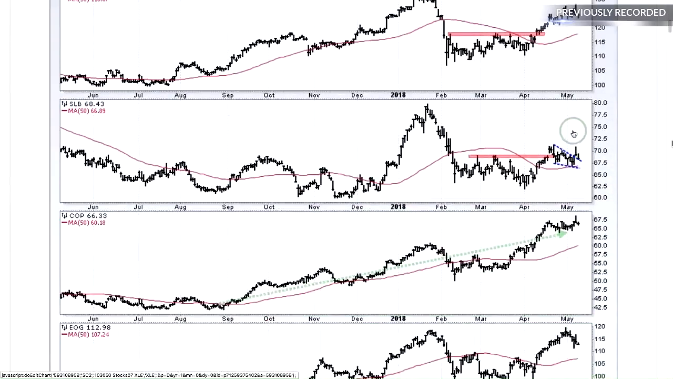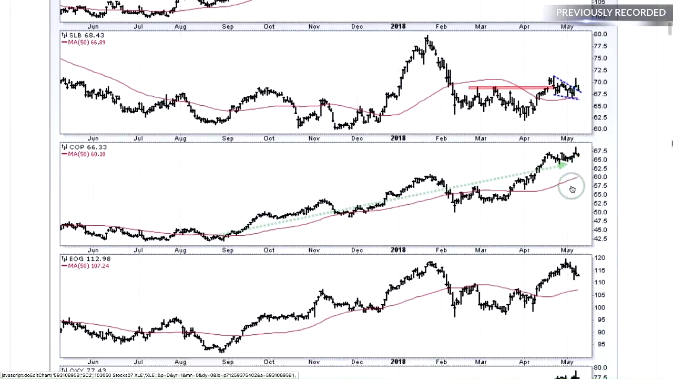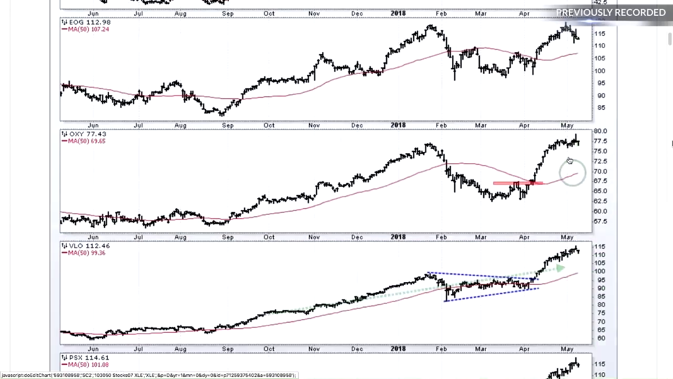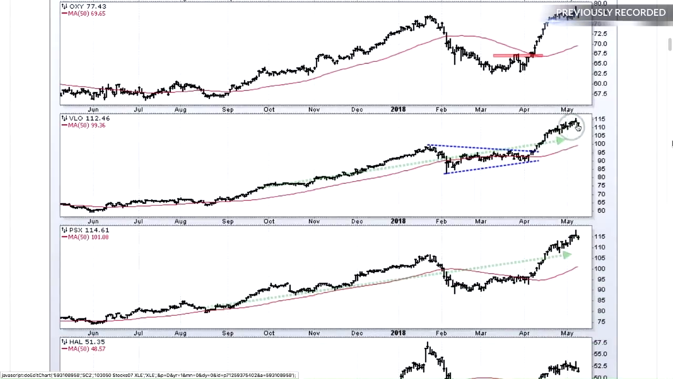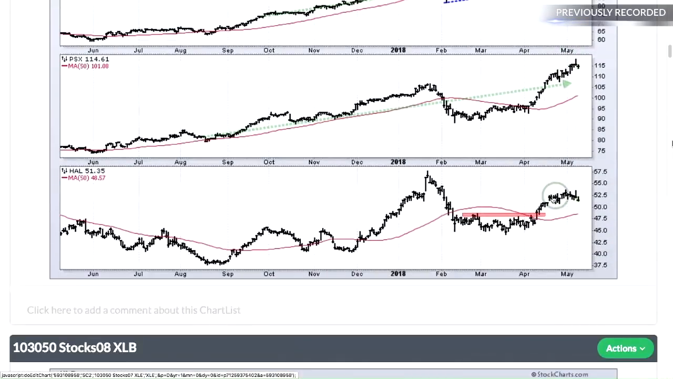I highlighted Schlumberger yesterday with what I think is a wedge breakout, but it's falling back. If it closed below that 50-day, that's going to negate the wedge breakout, definitely. And then you can see some other uptrends in ConocoPhillips, EOG, pulling back within an uptrend. Occidental, consolidating within an uptrend. Valero, very strong. Phillips, another refiner, very strong. And Halliburton kind of consolidating after that little breakout.